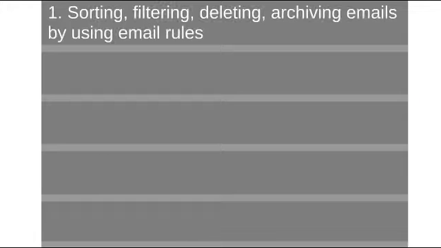The first is sorting, filtering, deleting, archiving emails by using email rules. Email rules are popular, especially in Gmail and big email companies. Yahoo does have some as well, but I would say Gmail has a ton of these different email rules. So you can actually specify all emails that come from this email address. I create a specific filter for it, and you can tell it to either archive it, delete it, send it to a specific folder, and this and that. So there are many things that you can use within Gmail itself.